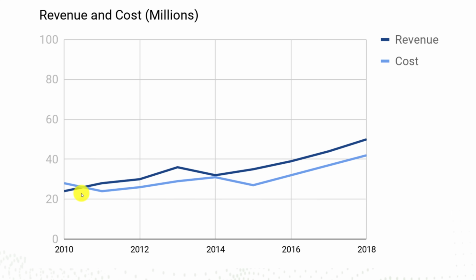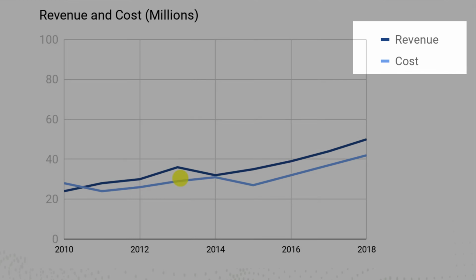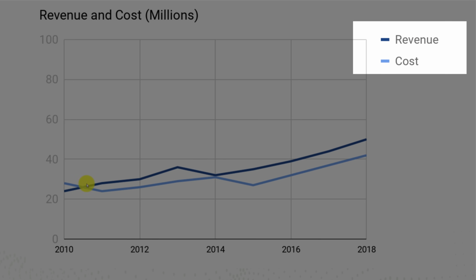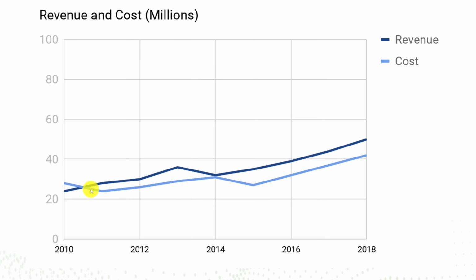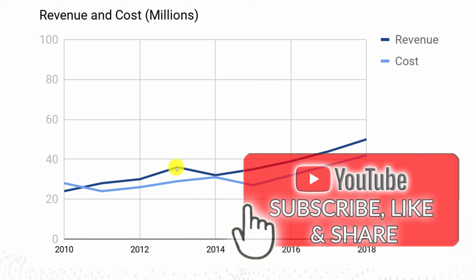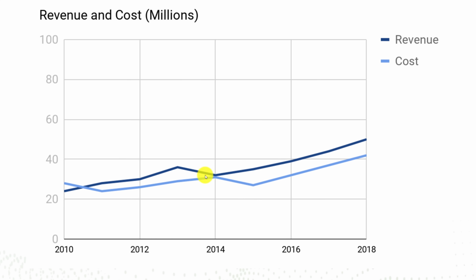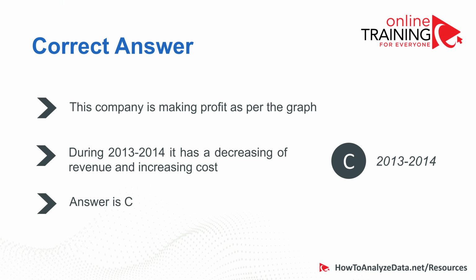Let's start by looking at the chart. The chart has 2 lines. One line is dark blue and another line is light blue. The dark blue line represents revenue and the light blue line represents the cost. For the revenue, it almost always goes up, with the exception of the period between 2013 and 2014, which is represented right here on the graph.